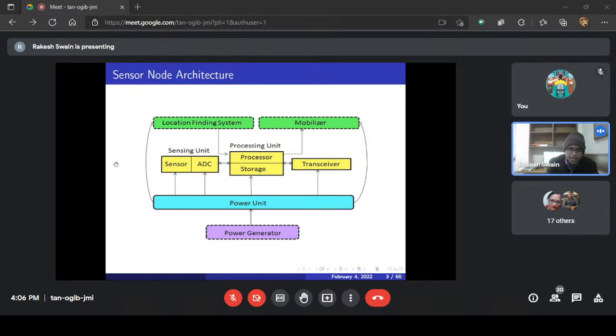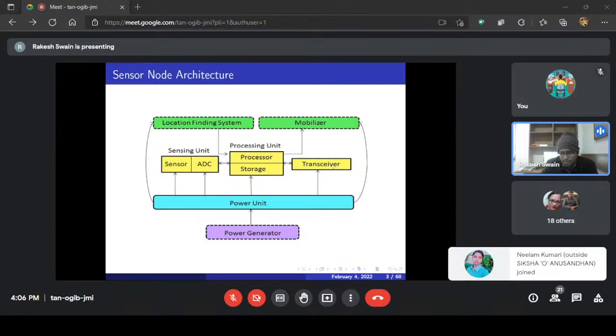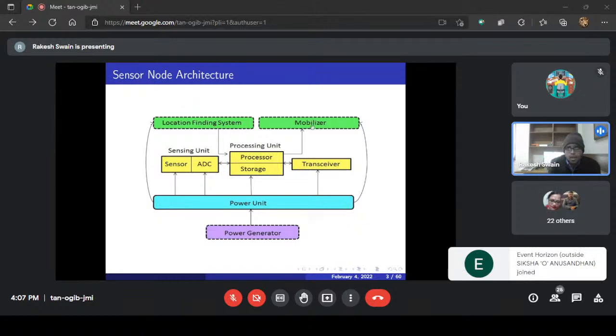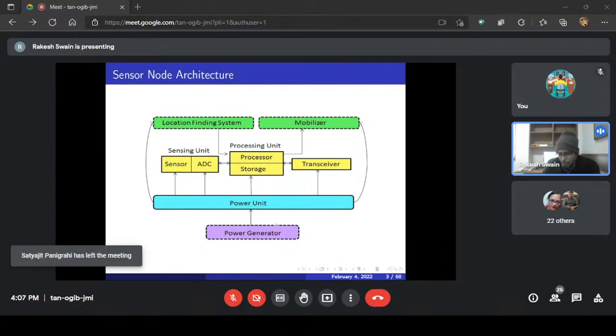And there is a transceiver unit, which is used for transmitting and receiving the data, and a power unit is attached. The optional parts for the sensor devices are as follows. If you want to know the location of the sensor node, you can add a GPS, the location finding system. If you want a mobile node, you can go for the mobilizer, and you can also attach a power generator. But it is very expensive if you add the location finding system or the mobilizer. So basically we need low computational power sensor networks.